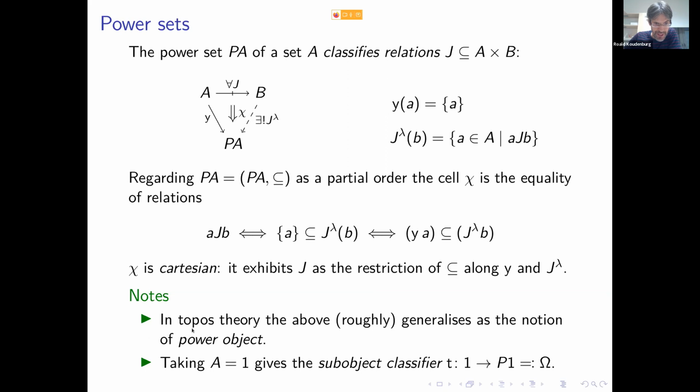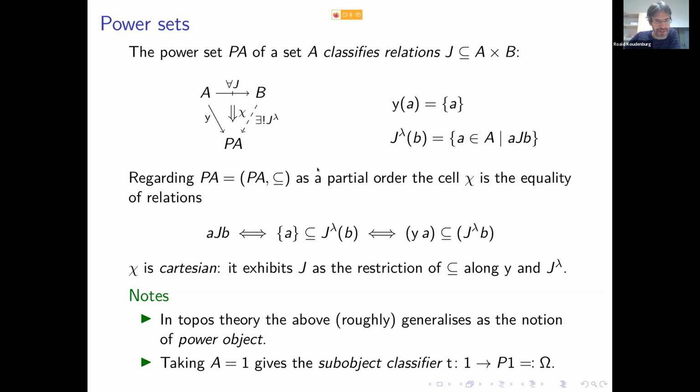Okay, two notes here then. In topos theory, these power sets are generalized as the notion of power object. And secondly, if we restrict to the terminal set, like a singleton set, then what we get for Y is the sub-object classifier. So in that case, the power set of 1 will be the truth values, false and true, and Y is the inclusion of true in that power set.